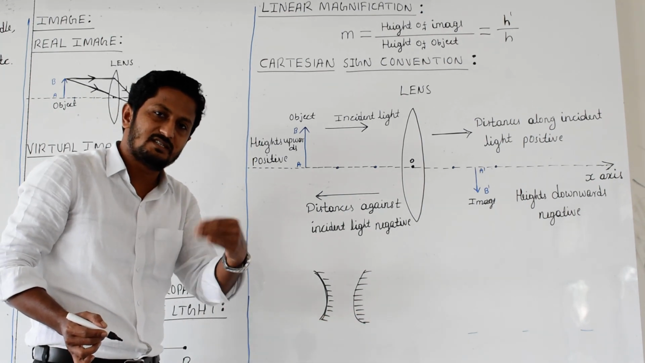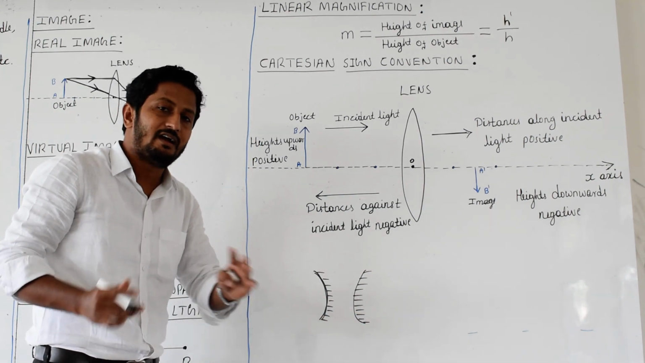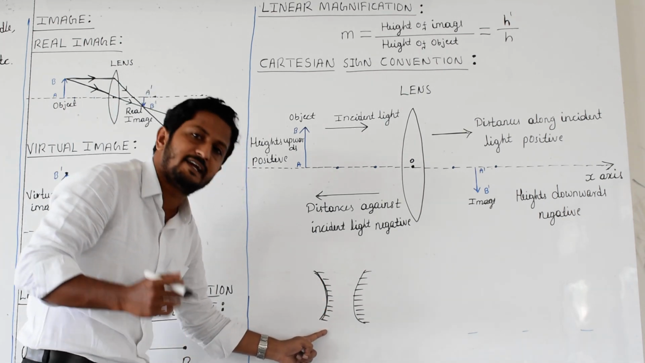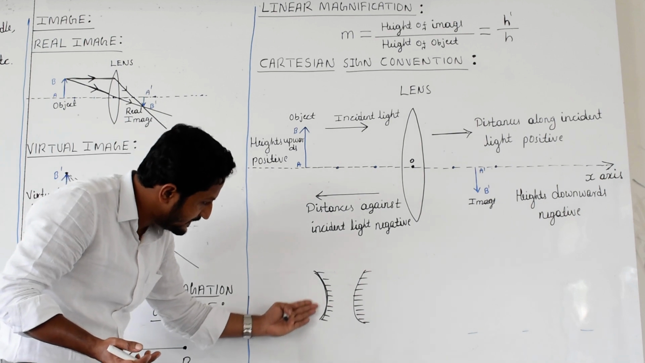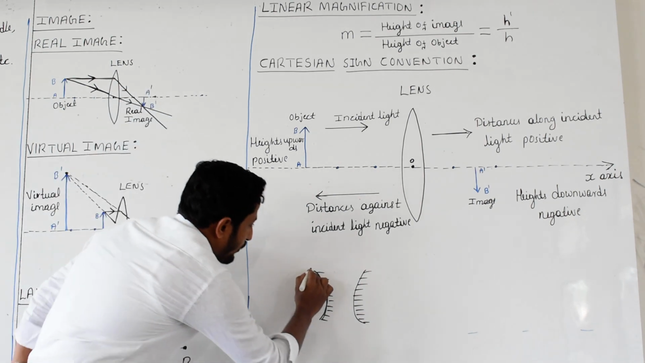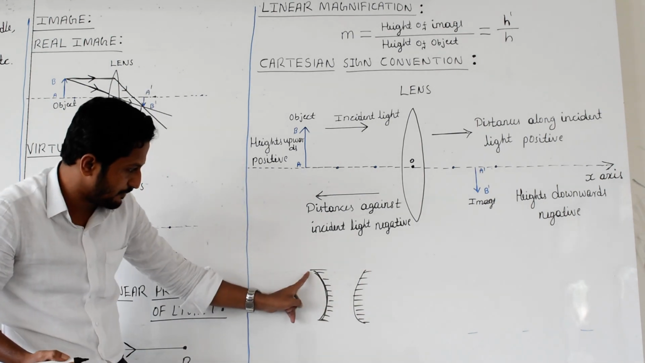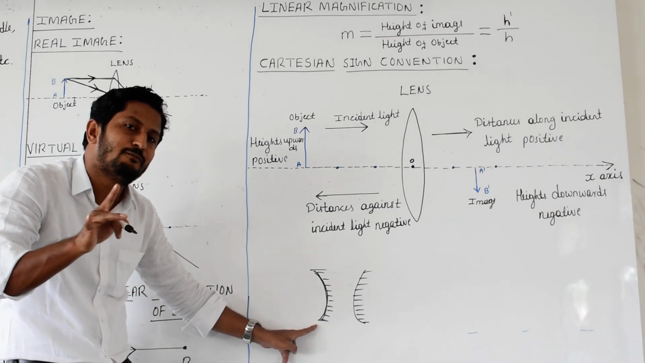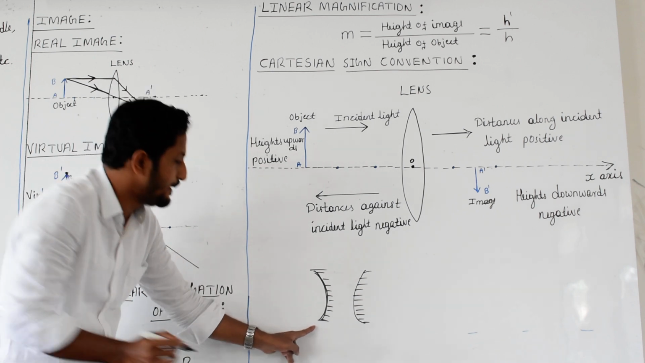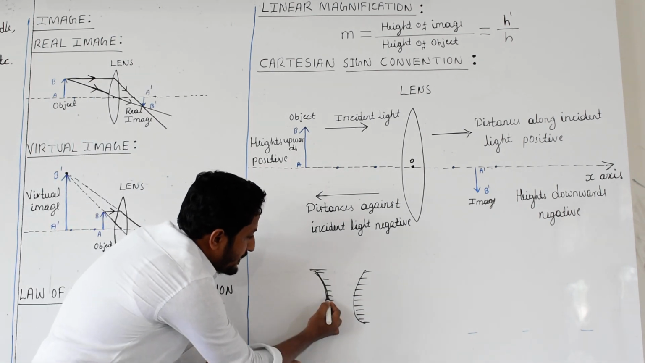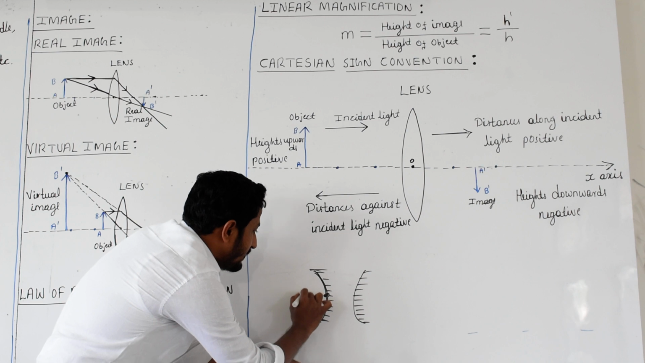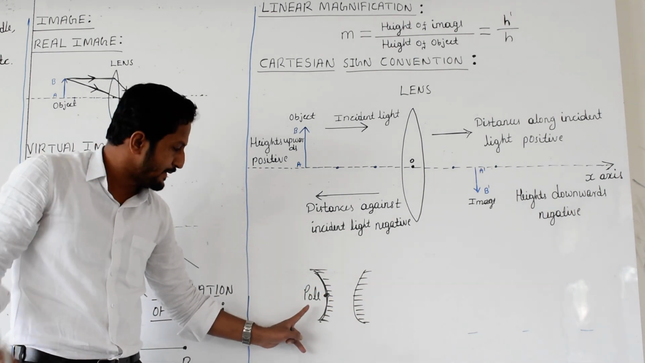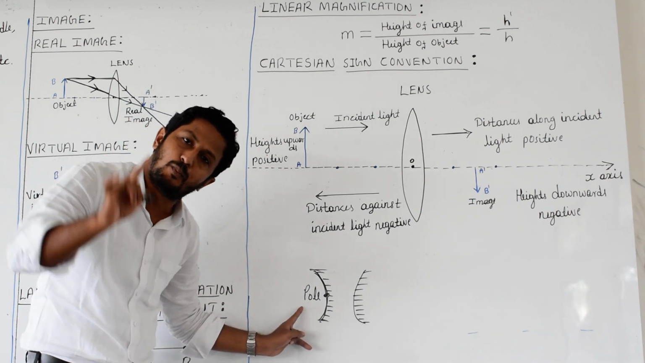Mirror means one side is reflecting and another side is non-reflecting. This shaded part indicates non-reflecting. This side is reflecting. See, from here to here it is the mirror. The geometrical midpoint of the mirror is called the pole. From here to here, the midpoint is this one. This we call the pole.